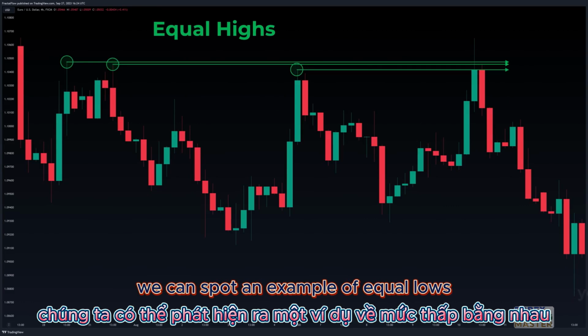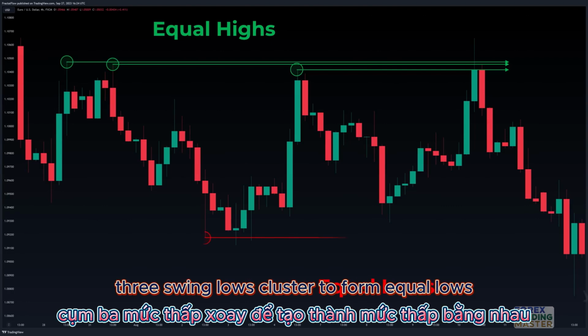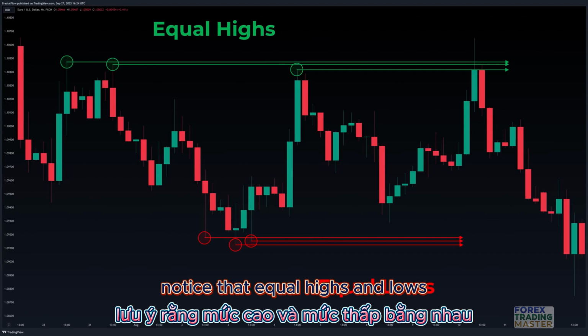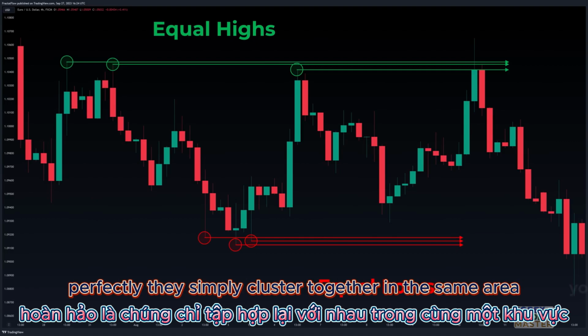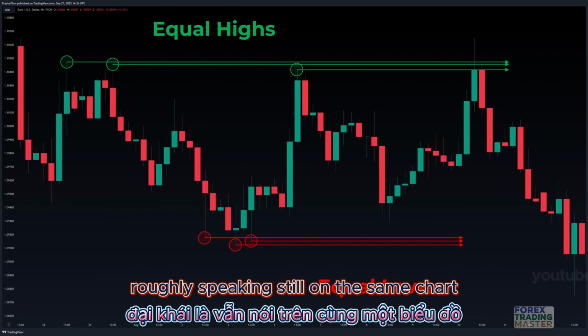Still in the same chart, we can spot an example of equal lows. In this case, three swing lows cluster to form equal lows. Notice that equal highs don't necessarily happen at the same price level perfectly; they simply cluster together in the same area, roughly speaking.